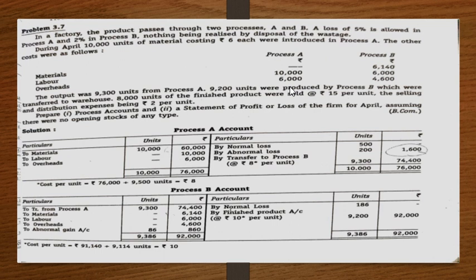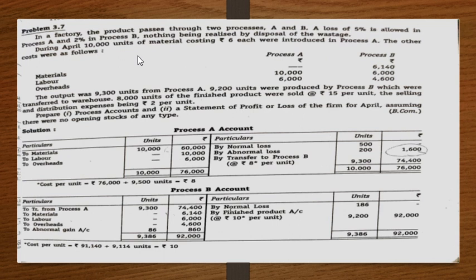So in this problem, they have given us the information about the normal loss. First they have stated there are two processes in the factory, that is process A and B. Then they have stated a loss of 5% is allowed for process A and 2% for process B, which is nothing but your normal loss. Then, nothing being realized by disposal of wastage. So they have not given the amount at which normal loss is being realized. As the amount of normal loss to be realized is not given, the realization will be nil. Only the units you will be considering for normal loss.